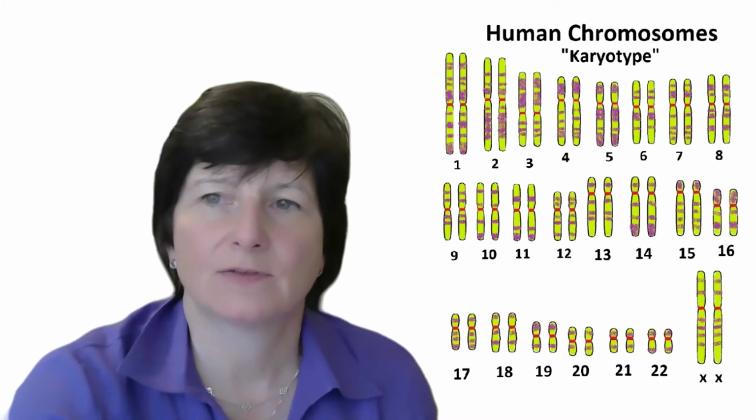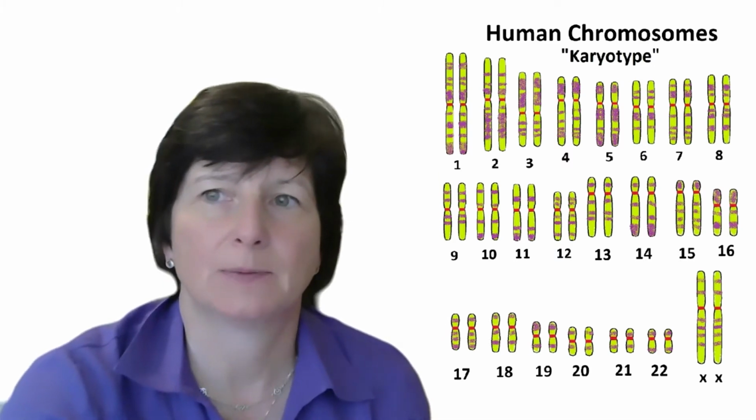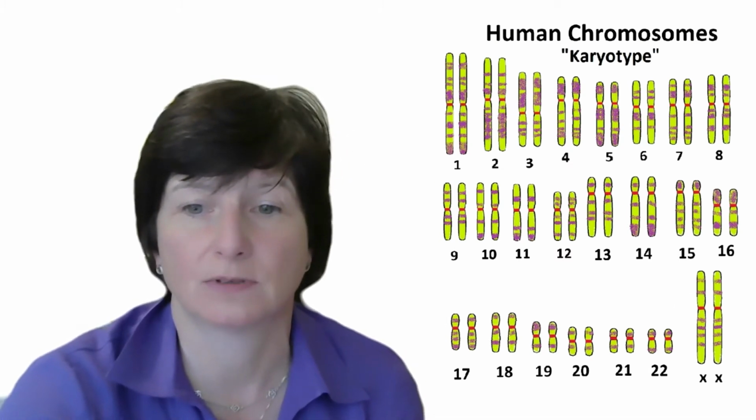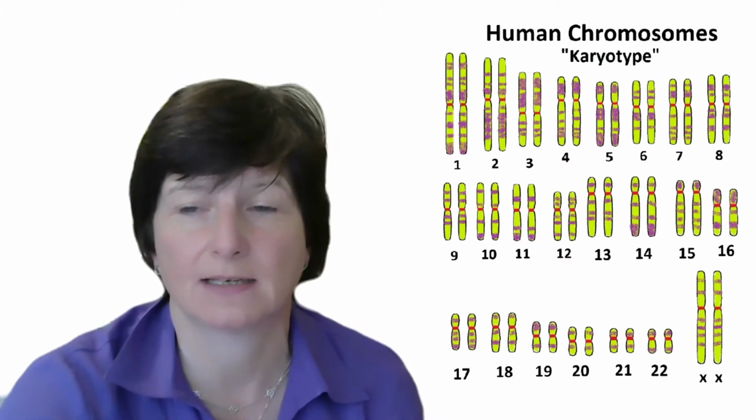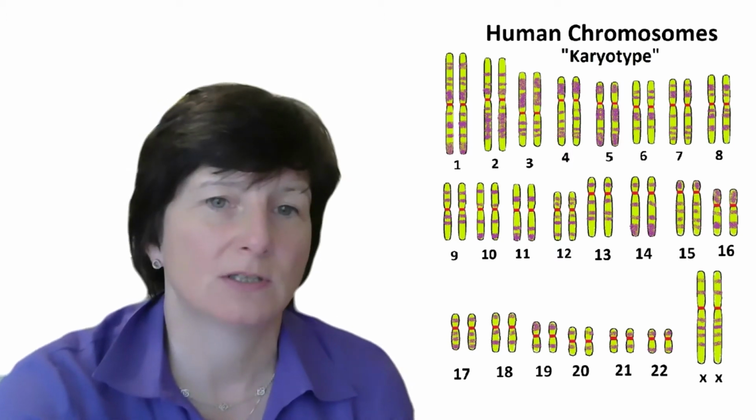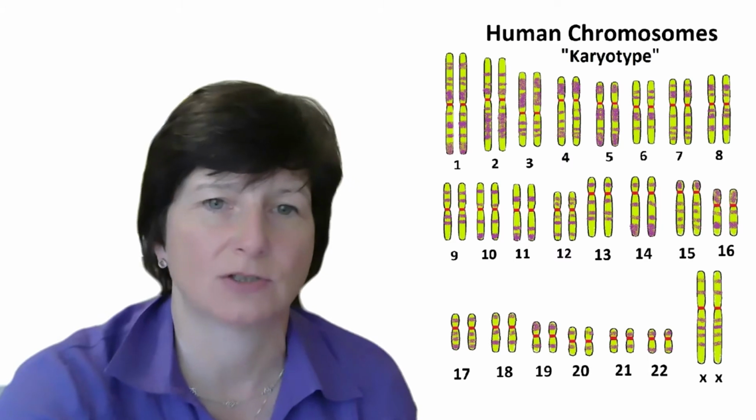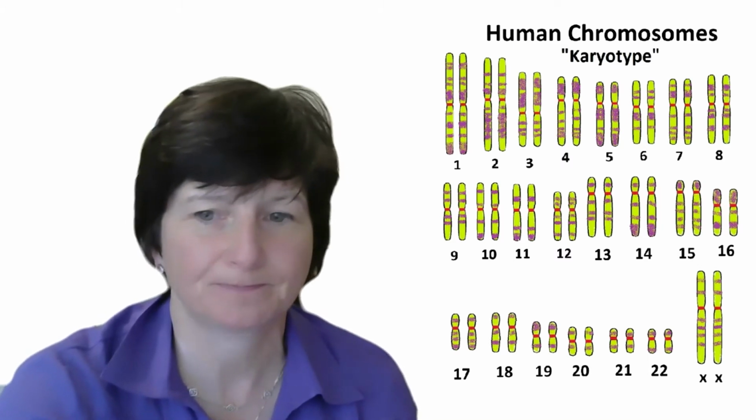The whole set of the chromosomes is called a karyotype. You don't need to know that word either, but that's the name for the whole set of chromosomes in a human cell. So we're going to move on and have a look at a bit more detail about what the structure of a DNA molecule is.